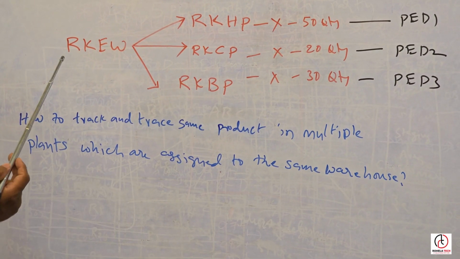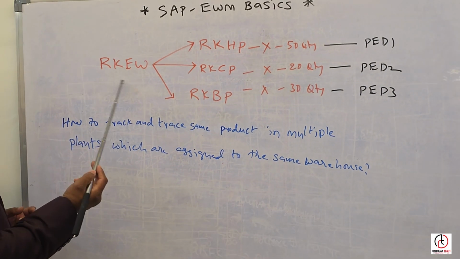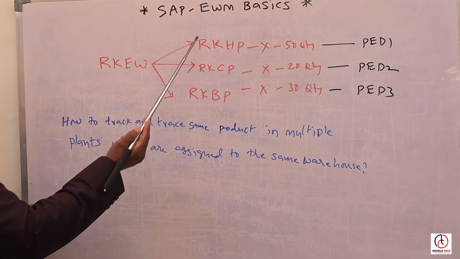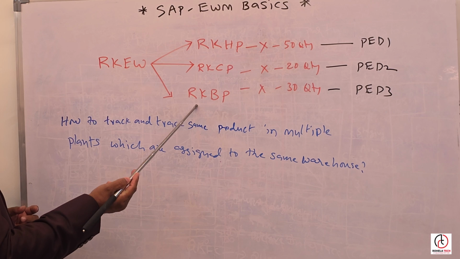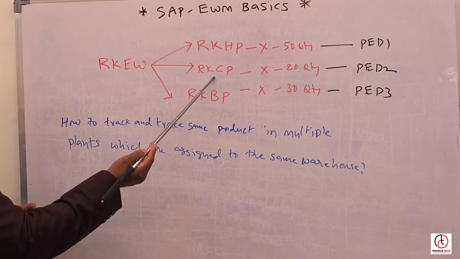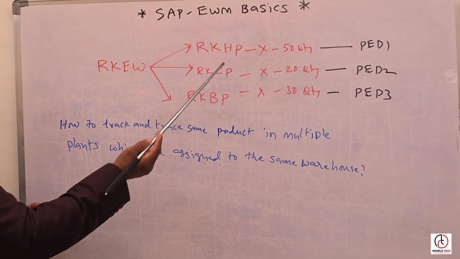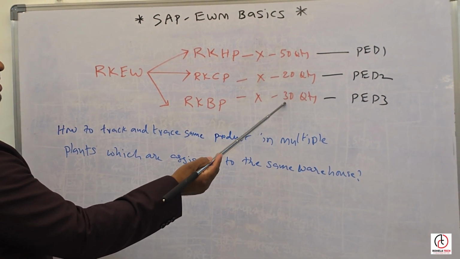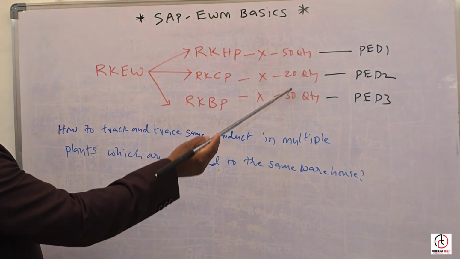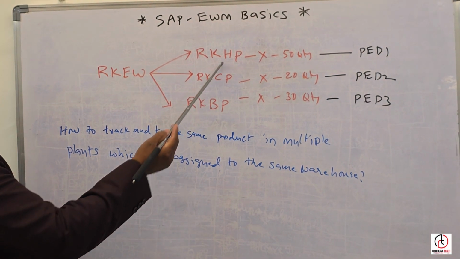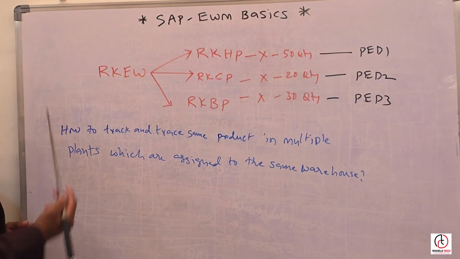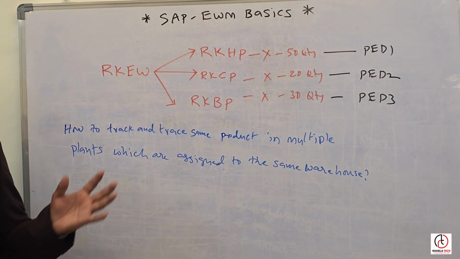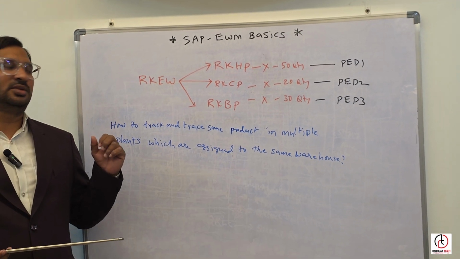That means, let's say RKW is a warehouse which is assigned to Hyderabad plant, Chennai plant and Bangalore plant. So let's say the XC material with 50 quantity, 20 quantity, 30 quantity, these three different quantities are lying in these three plants but belong to one warehouse. So how to differentiate from the stock overview in the monitor?